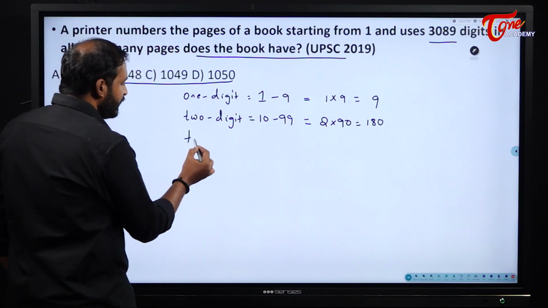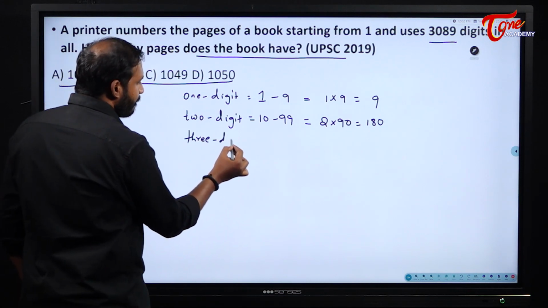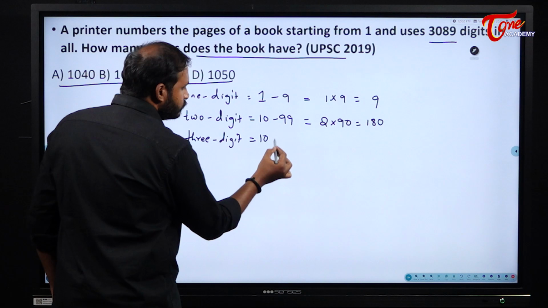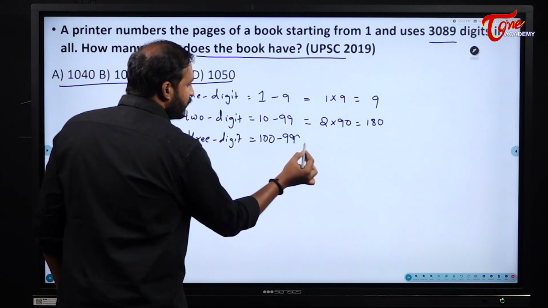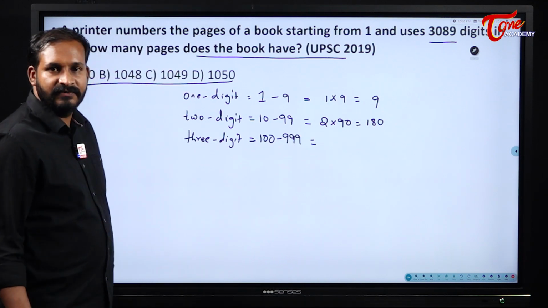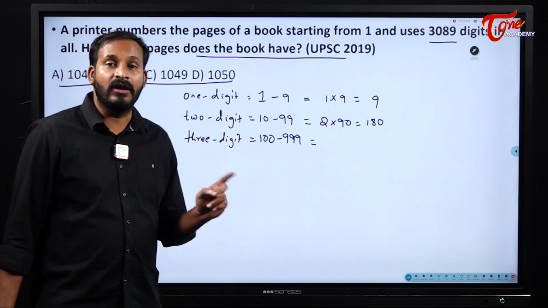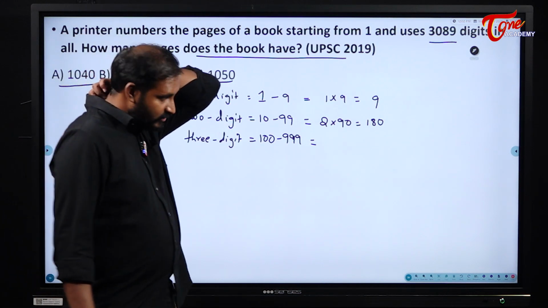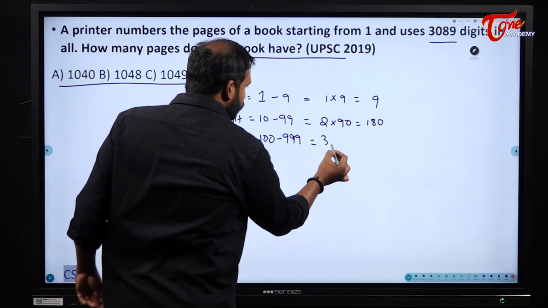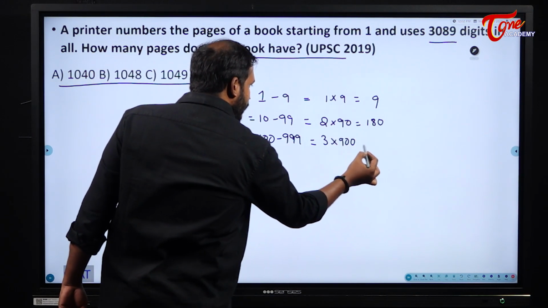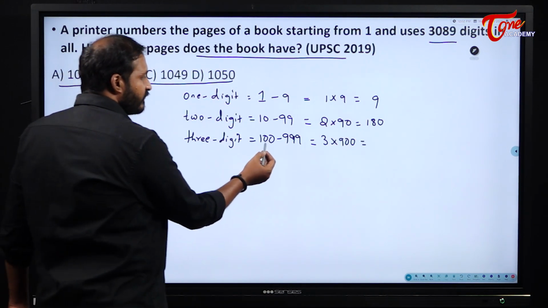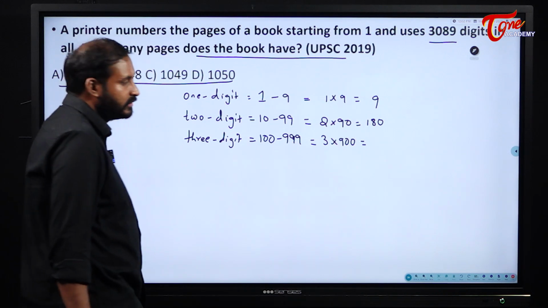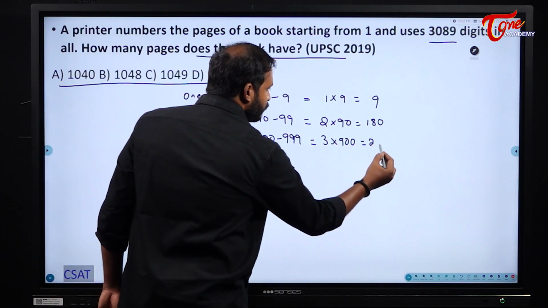Okay. How many 3 digit numbers do I have here? From 100 to 999. So 999 minus 100, it will become 899, plus 1. Always you add plus 1 to that. Okay, don't get confused. So 3 into 900. You are starting from 0 and you are going to 99. So please be careful. So you will use 2700.